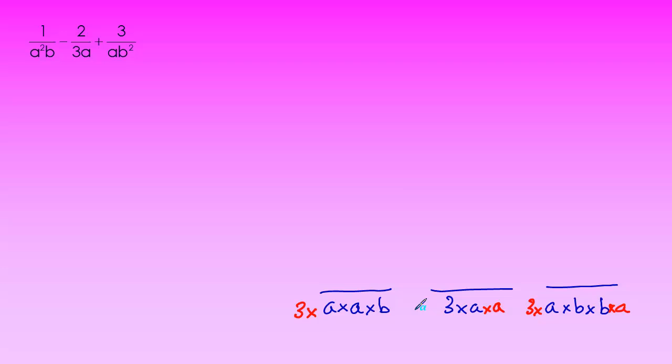And they're all going to need 2 B's, so we need an extra B here. This one needs an extra B and another extra B. And then they're all 3 times A times A times B times B. And so that would be our best denominator. So we're going to have 3 A squared B squared. And that would be our denominator.